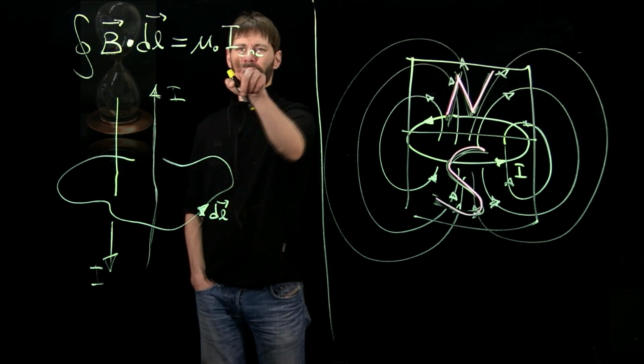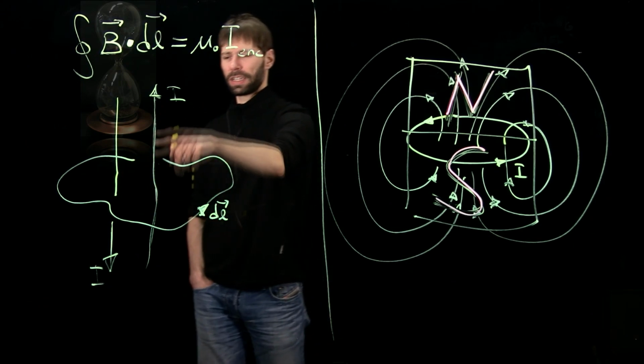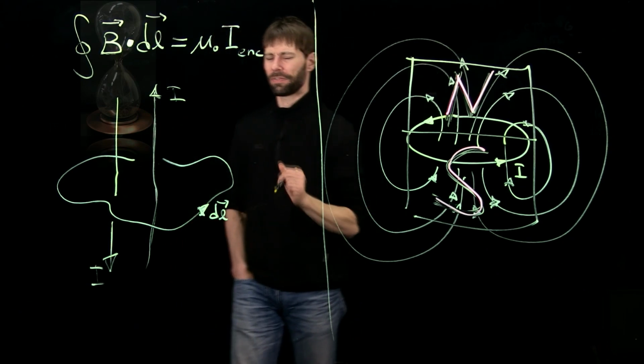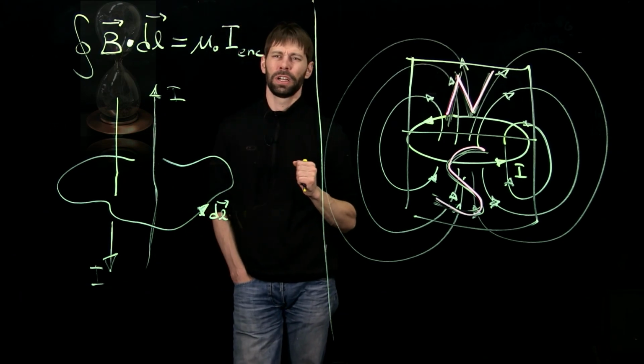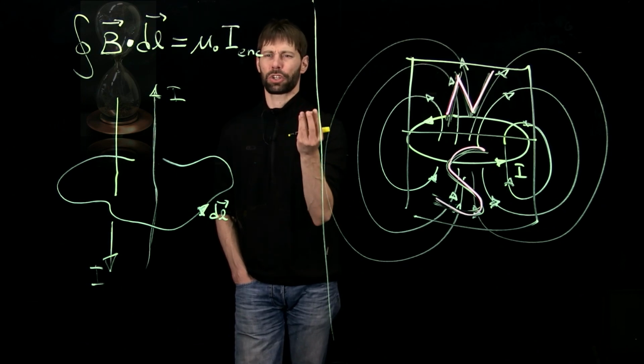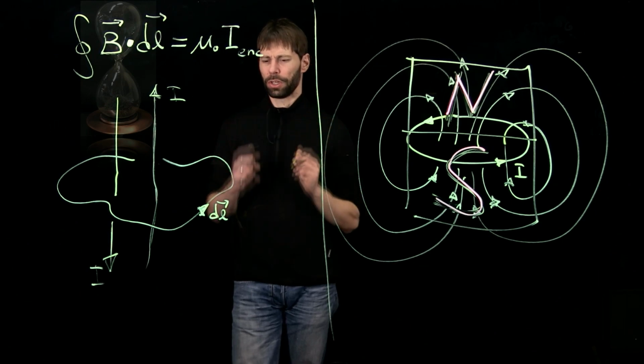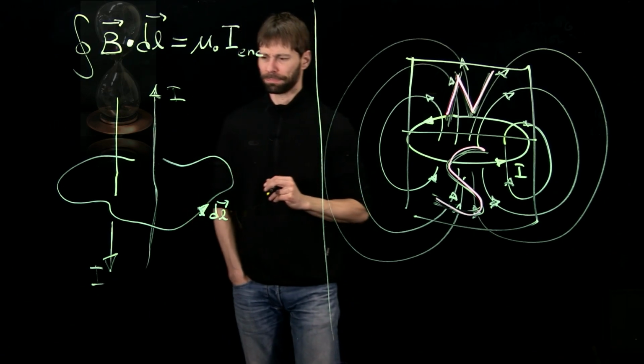In this case, the enclosed current would be 0 because there's an equal amount of positive and negative current flowing through the loop. And this is very similar to Gauss's law, where we were calculating how much total net charge is enclosed in some three-dimensional volume enclosed by a surface.